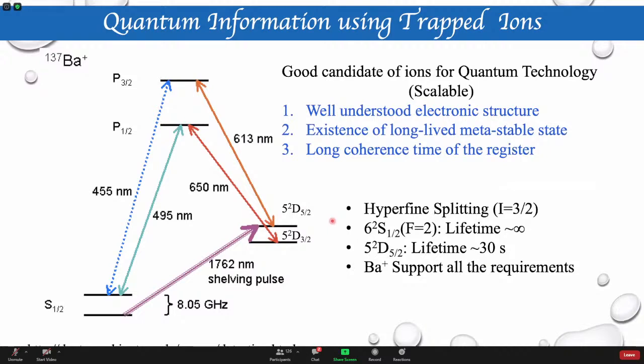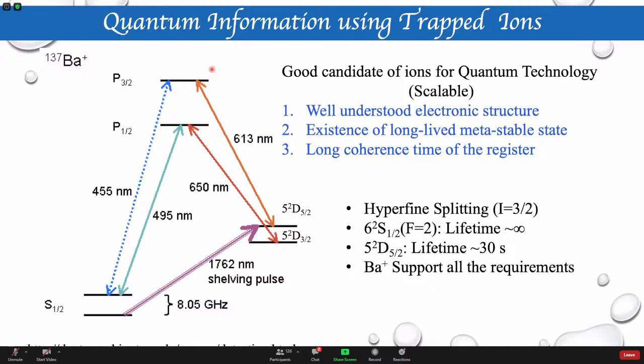Now, the kind of system we will be discussing today is one of the ions, which is known as, let's say, barium plus ions, which is well studied. And we are looking at a variant with atomic weight 137. Let me explain in a little more detail. So why are we looking for this kind of ion?